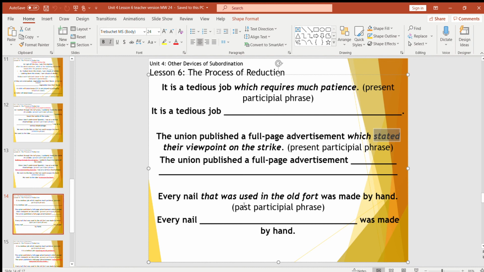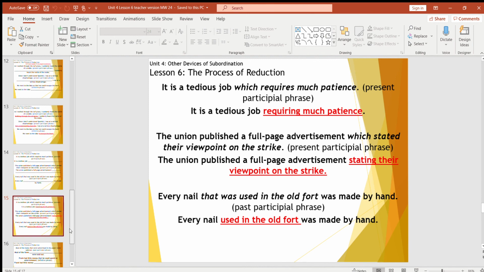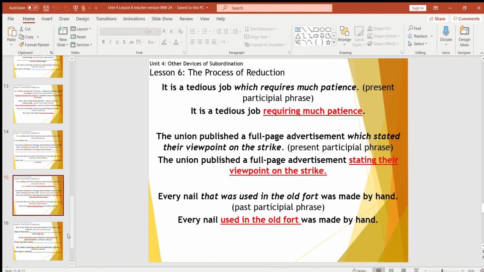Let's make this one into a past participle phrase. Every nail that was used in the old fort was made by hand. Now, a lot of times with past participle, the past participle is already there. So what is the past participle in that was used in the old fort? Used. We know because it's ending with ed, right? So we take out the that and the was. Every nail used in the old fort was made by hand. So there are more answers if you need them.